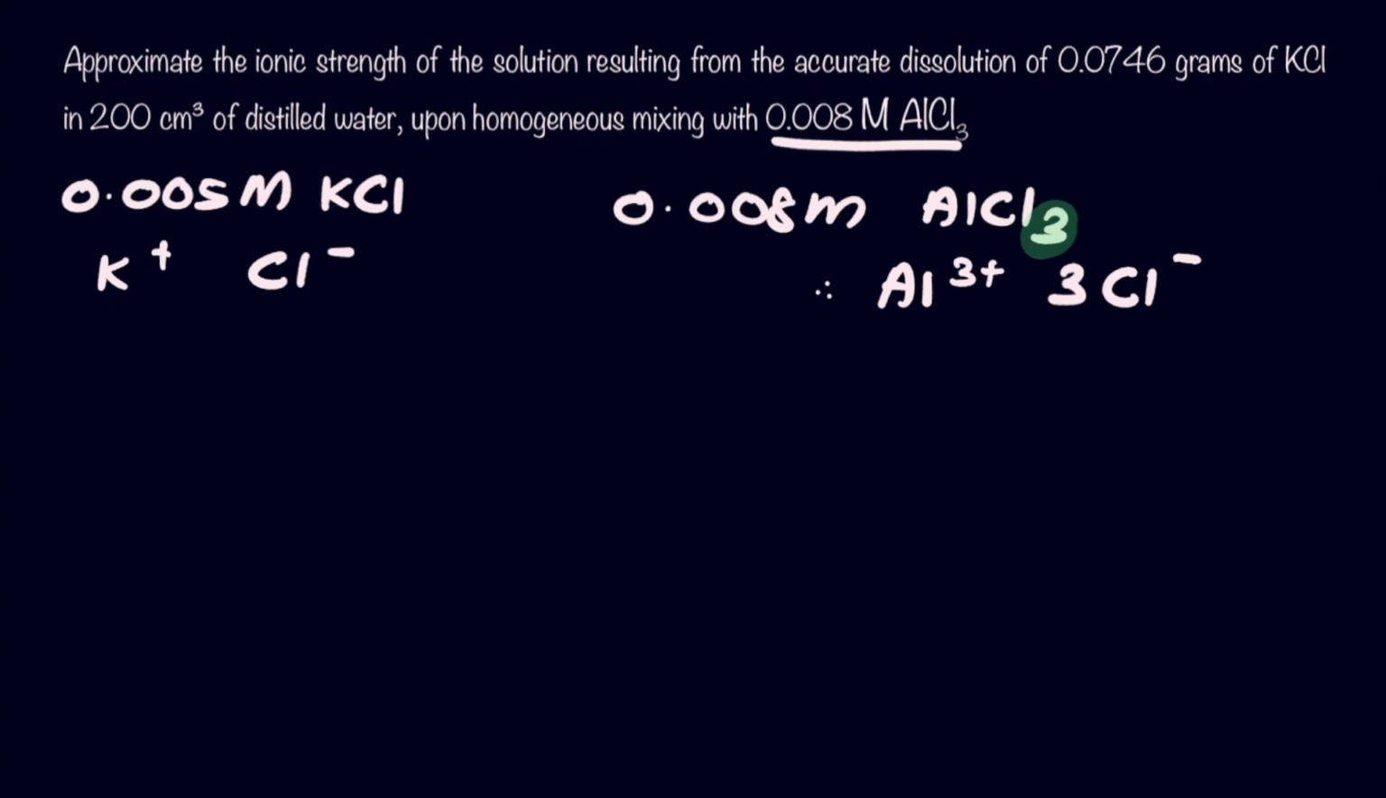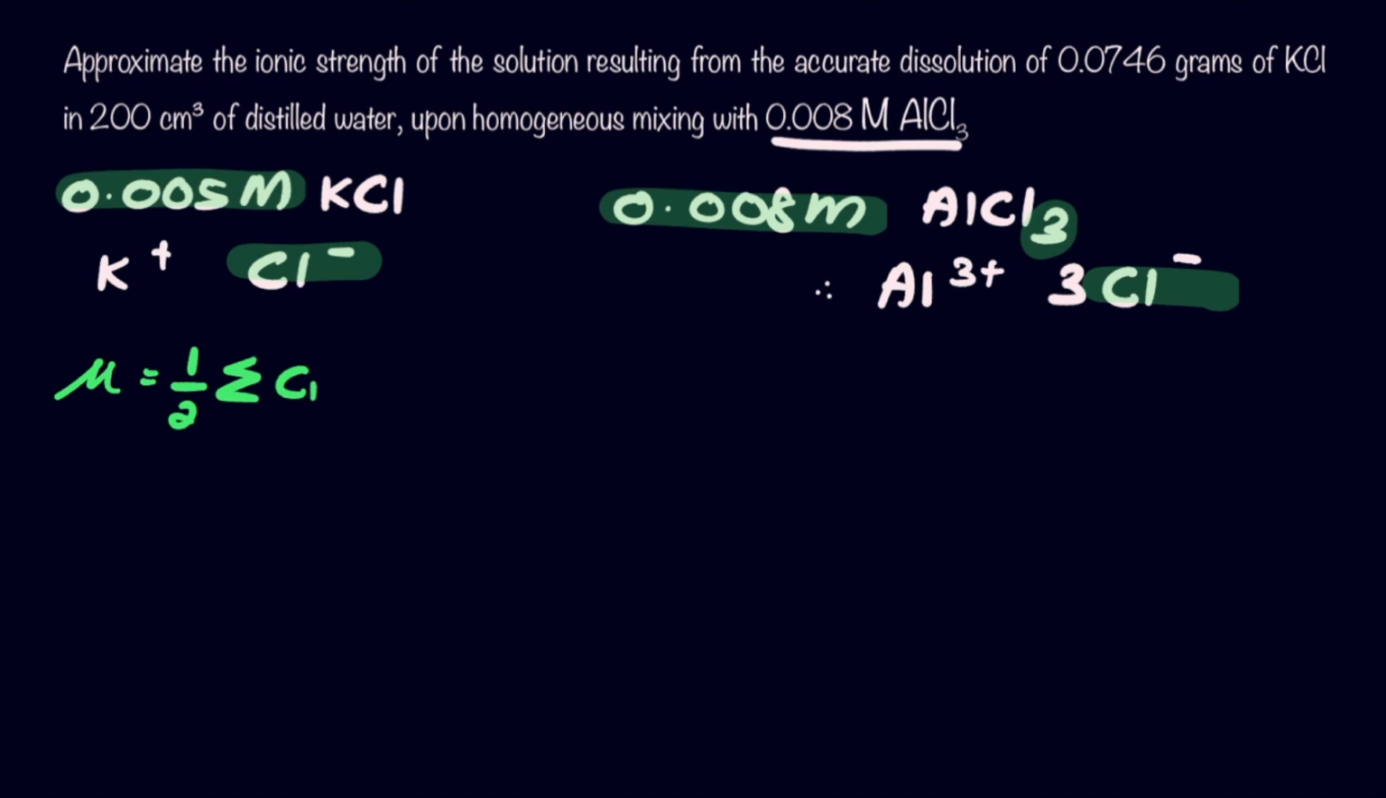Okay, another thing that you need to bear in mind is that even though we have Cl on both sides, the concentrations are not the same, so we cannot calculate it together. So we are going to calculate the ionic strength individually. So for the ionic strength, the formula that you can use is equivalent to half the summation of your concentration times your ionic charge to the power of 2, right? So we are going to do it one by one.